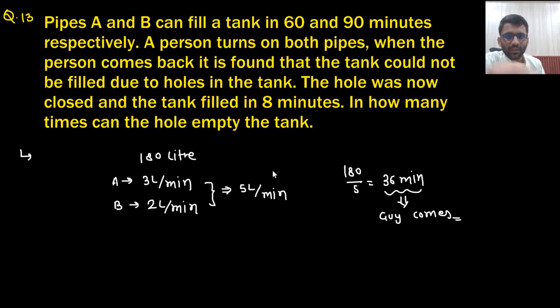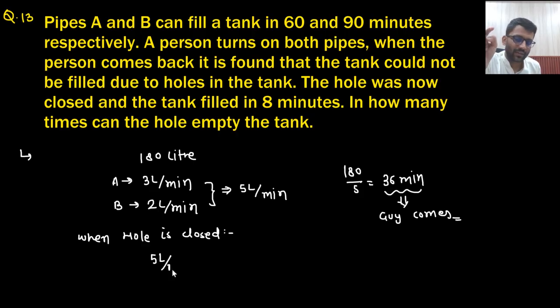Now he closes the hole and the tank is filled in 8 minutes. So actually you are not getting 5 liter per minute in the earlier period. What you were getting you don't know. But now the hole is closed. When the hole is closed, then only A and B will be working. So you will get 5 liter per minute. And in 8 minutes it is fully filled. That means 40 liter you will get. In 8 minutes you will get 40 liter.